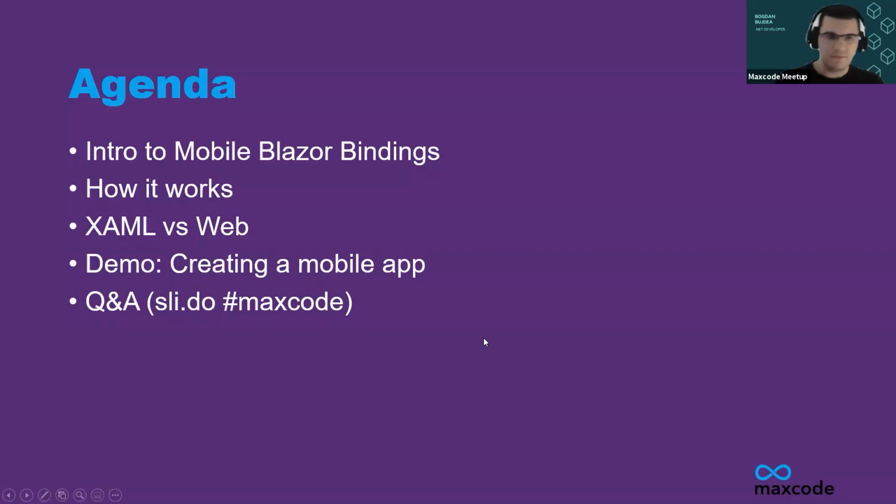Let's look at the agenda. Okay, we're going to start with an intro to mobile Blazor bindings. I'm going to explain a bit how it works. Then we're going to discuss the XAML versus web approach. I'm curious which one you would prefer. And the demo will be mostly focused on creating a mobile app.